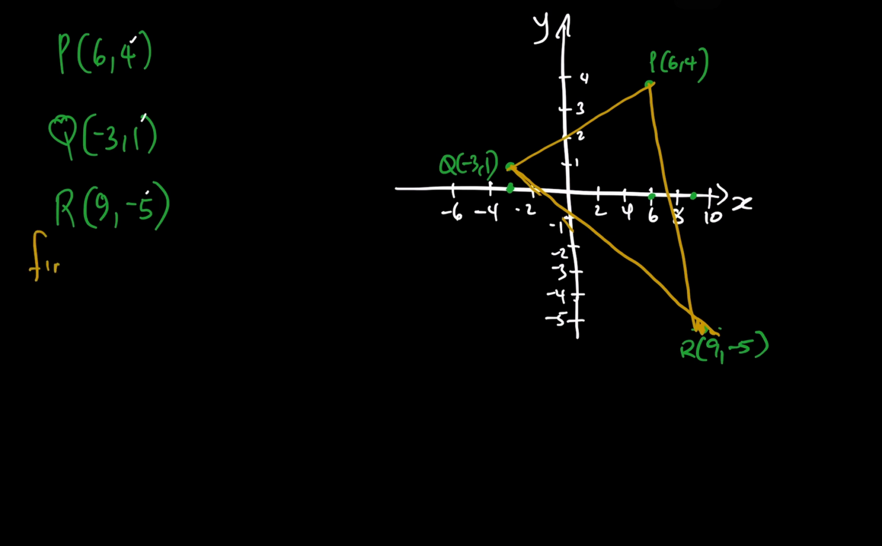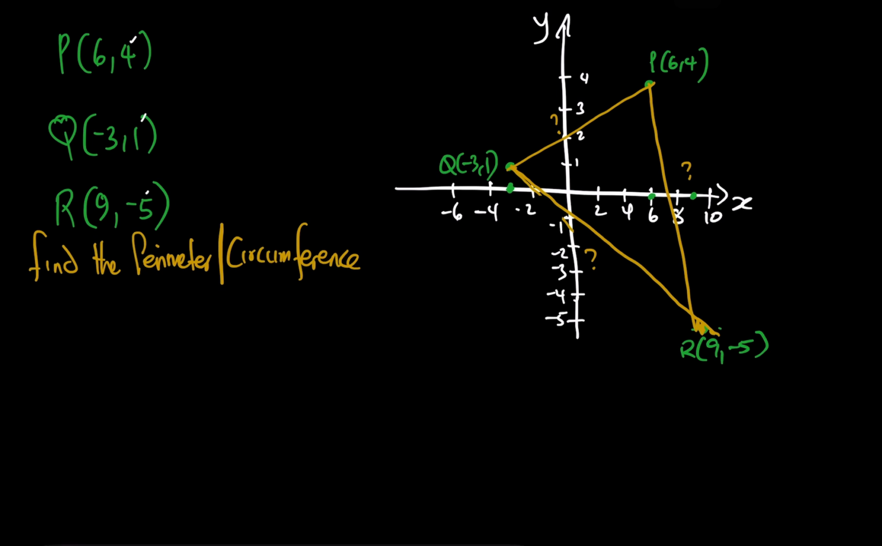Now the question says we should find the perimeter of the triangle. We need to find the length here, the length here and the length here, and we add them, and then we're able to know the perimeter, or the circumference. It's the same thing.